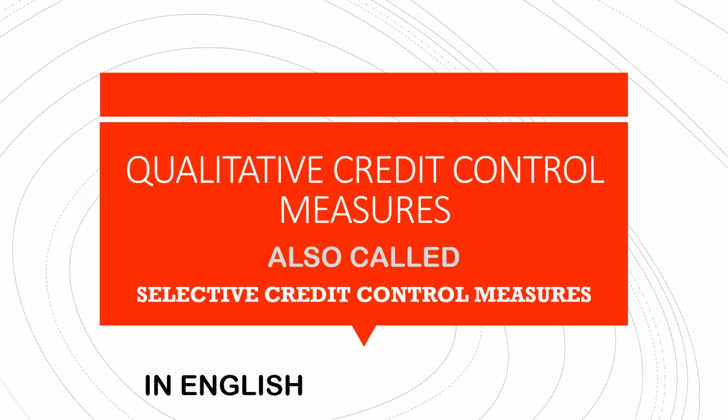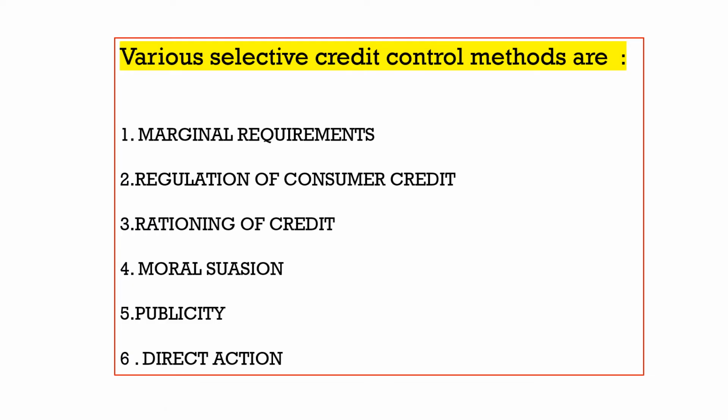Today, we shall discuss the qualitative credit control measures. They are called selective credit control measures as well. So basically, these qualitative credit control measures are marginal requirements, regulation of consumer credit, rationing of credit, moral suasion, publicity, and direct action. We shall discuss them one by one.